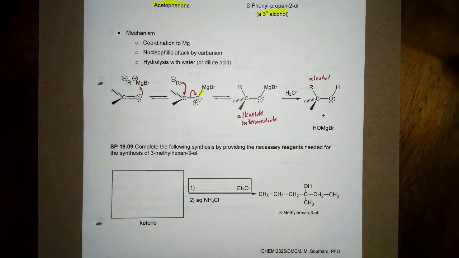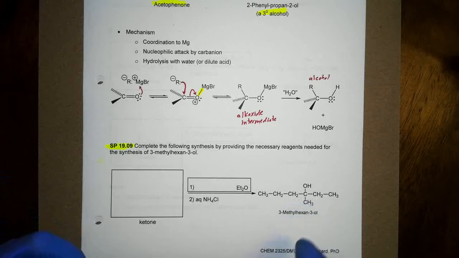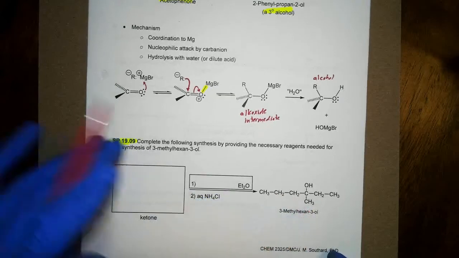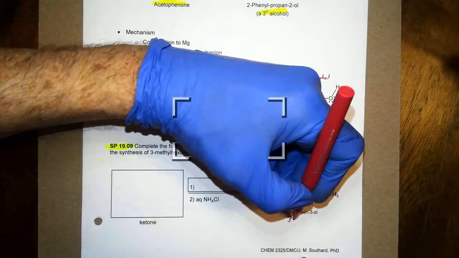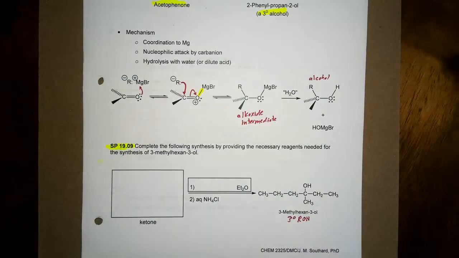Okay, so let me just do one example. Now remember, if you have a tertiary alcohol, there's 3 ways to do it. If you have 3 different R groups, a propyl, a methyl, and an ethyl, that means there's 3 different ways to make this particular tertiary alcohol using Grignard chemistry.